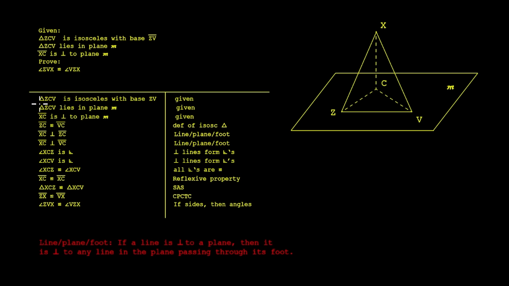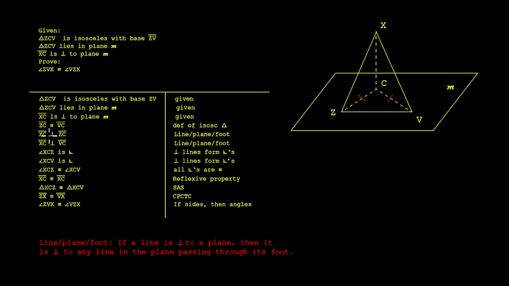So here we go. Triangle ZCV is isosceles with base ZV, given. Triangle ZCV lies in plane M. So all of these line segments lie in plane M over here. XC is perpendicular to plane M, given. XC is perpendicular to this plane here. Then ZC is congruent to VC, definition of isosceles triangle. So bringing it over here, ZC is congruent to VC.